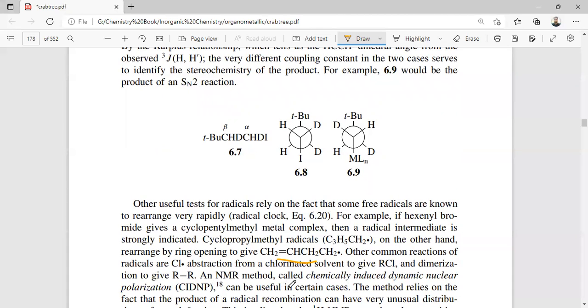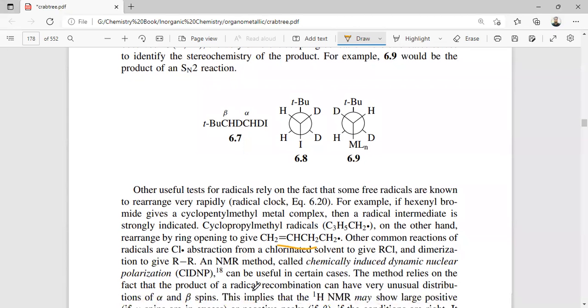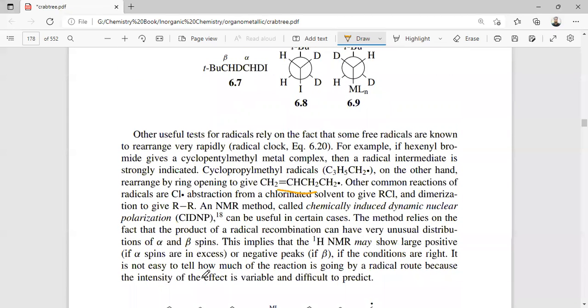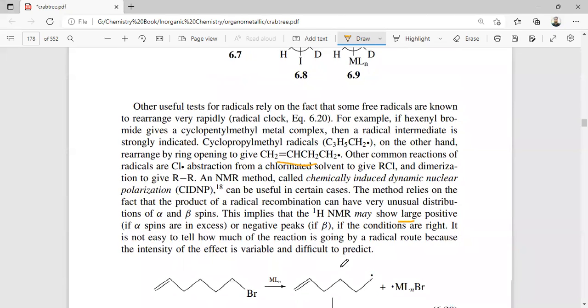So an NMR method called chemically induced dynamic nuclear polarization can be useful in certain cases. This method relies on the fact that the product of the radical recombination can have a very unusual distribution of alpha and beta spin. This implies that the 1H NMR may show large positive or negative peaks if the coordinates are right. It is not easy to tell how much reaction is involved.